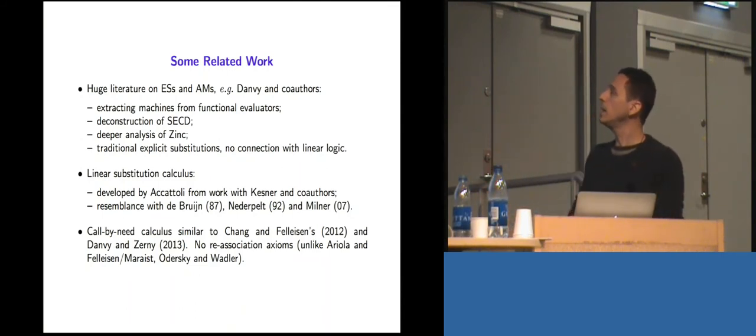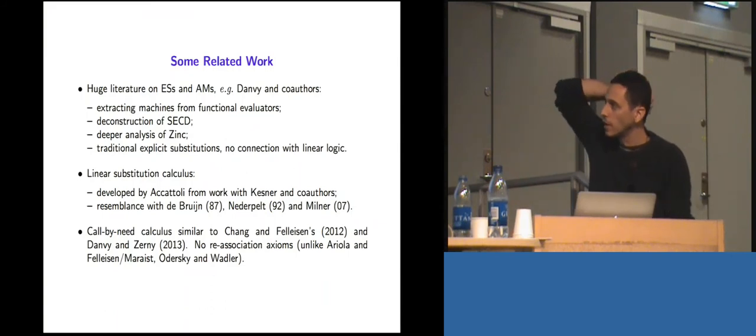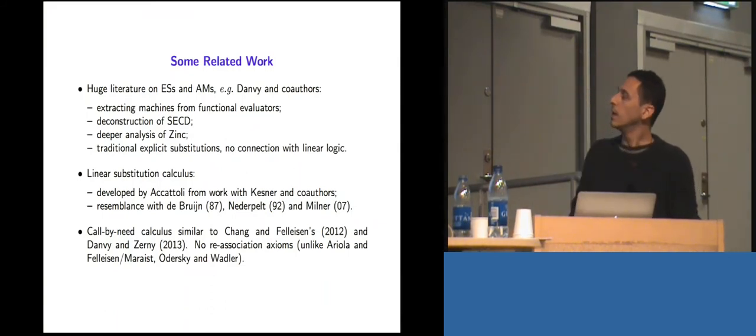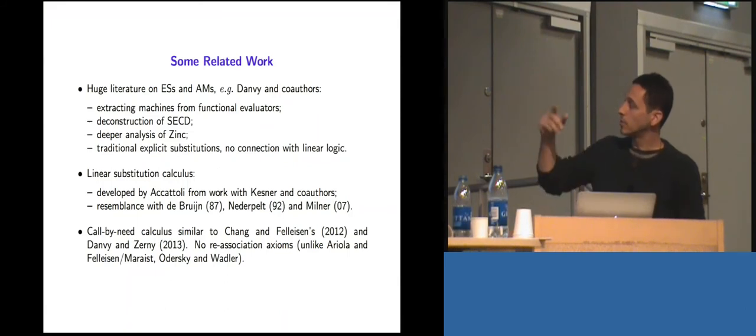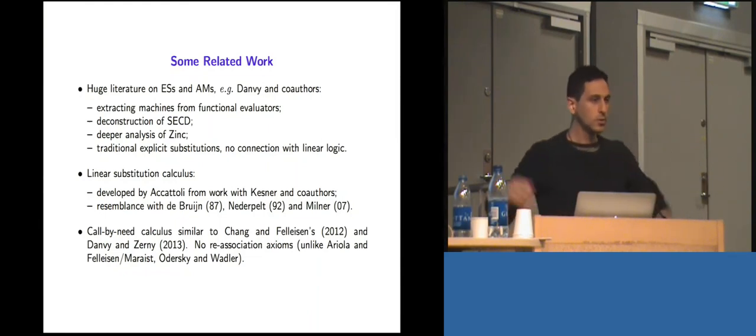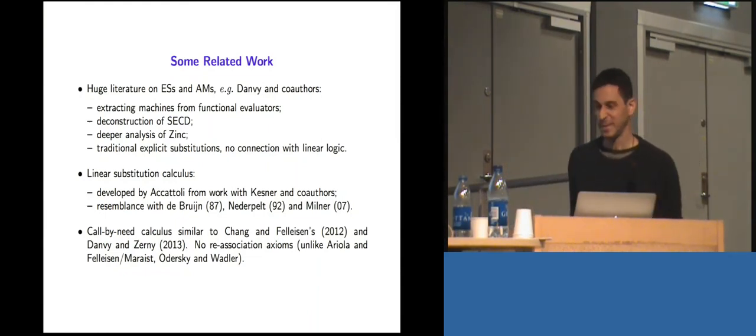And then, of course, for call by need, there is the call-by-need version of our calculus. I think it's a nice formulation of call by need, which is kind of similar to a recently reformulated call-by-need calculus. And it has no reassociation axioms, unlike the original formulation, which is maybe a small defect of it. So thank you, I stop here.